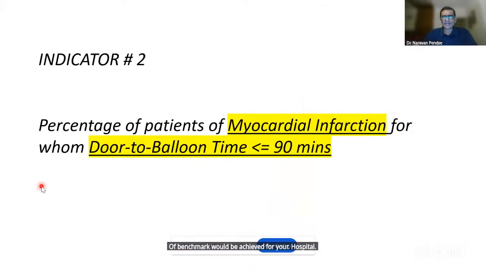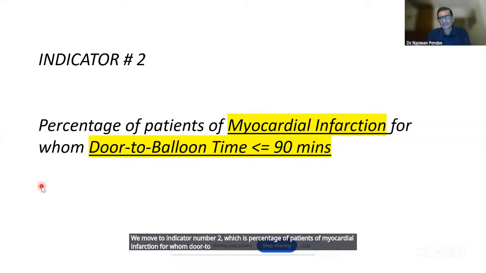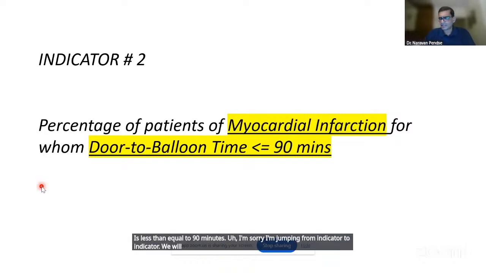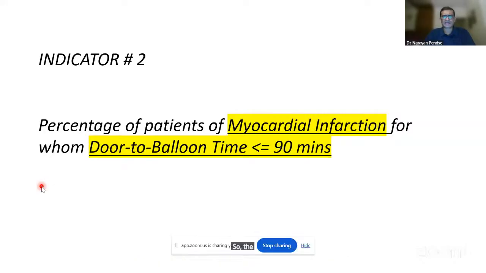We move to indicator number 2, which is percentage of patients of myocardial infarction for whom door to balloon time is less than or equal to 90 minutes. I'm sorry, I'm jumping from indicator to indicator. We will take questions and answers separately later. And I'm sure once you get the concept along the way, because some of these may be common between different indicators, the approach will be clear to you.